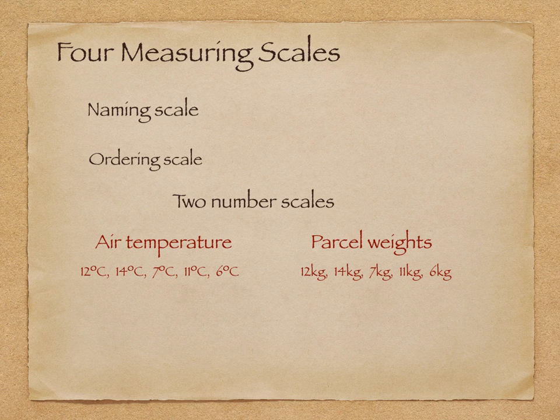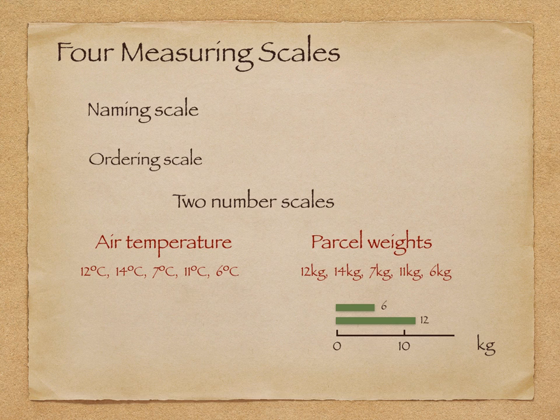Now, these are both number scales, but they differ in one particular respect. Look first at the parcel weights. The weight of the first parcel is 12 kilograms, and it's twice the weight of the final one, 6 kilograms. And that's fine. As you can see by comparing the length of these 2 bars, it does make sense to say that one parcel is twice as heavy as the other one.